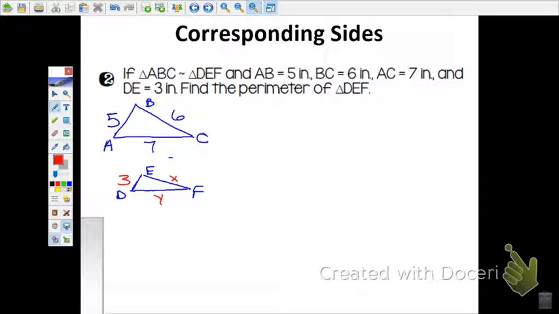So DE is the only thing I have in the small triangle. DE matches up with AB. So my scale factor is going to be 5 over 3. So now I use that scale factor to find X. Okay. So the scale factor 5 over 3 is going to be this X, which is EF, which matches up with BC.